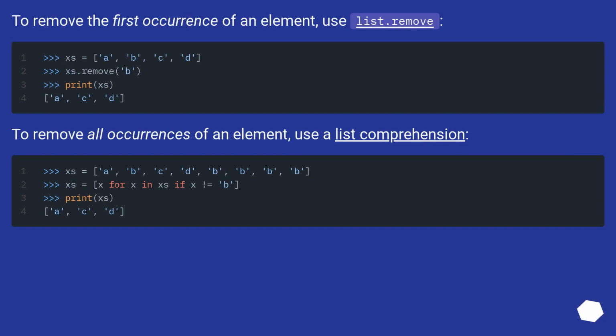To remove the first occurrence of an element, use list.remove. To remove all occurrences of an element, use a list comprehension.